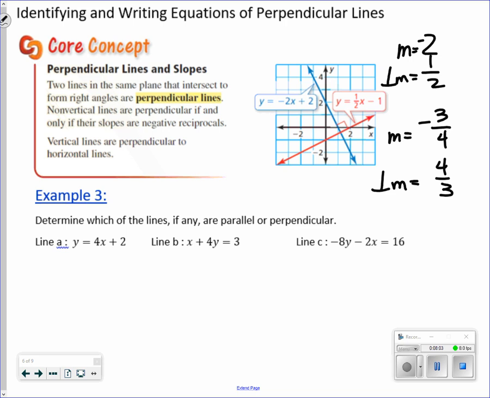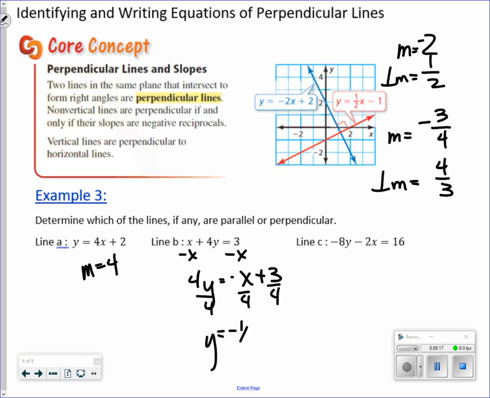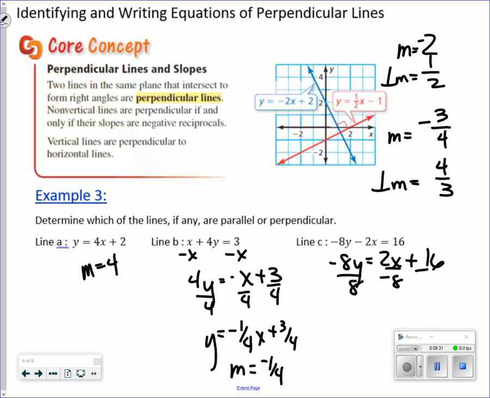So determine which of these lines are parallel and perpendicular. The slope of this one is 4. Well, I need to solve this one for y first before deciding what my slope is. So the middle one has a slope of -1/4. And then the last one, again, I have to solve this for y. So I could divide everything by -8.